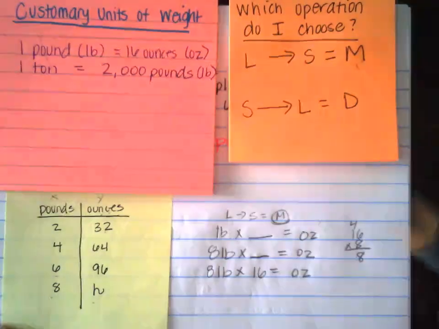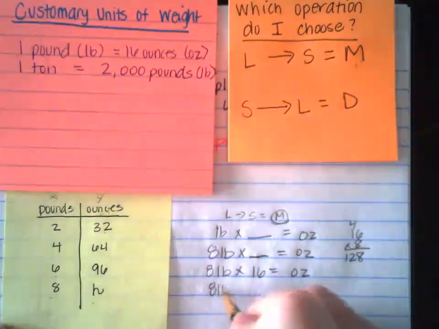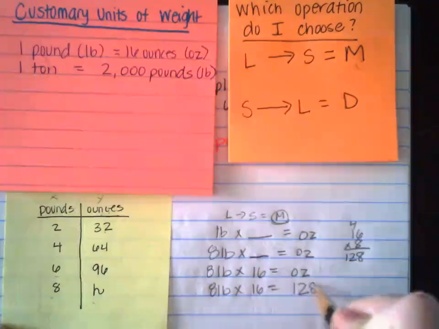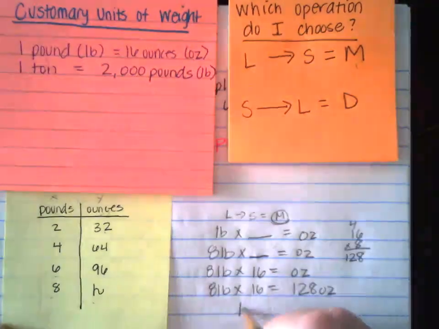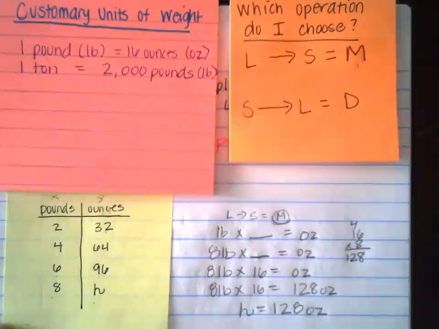I don't want to do these types of things in my head. So 8 pounds equals 128 ounces. You see how we did that?